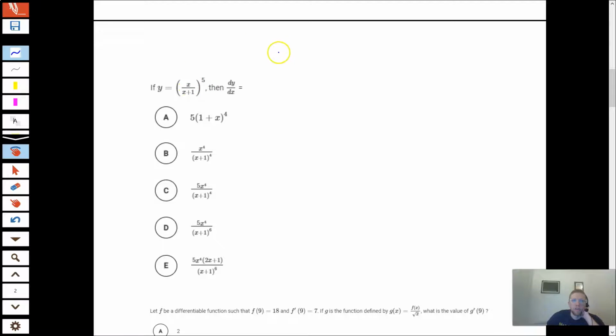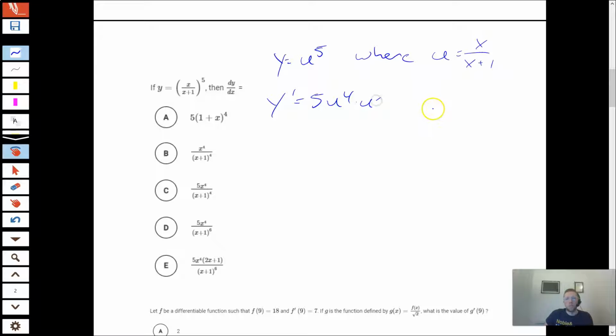Okay, so this one, we'll say y is u to the fifth, where u is x over x plus 1. Okay, so my derivative would be y prime equals 5u to the fourth by power rule times u prime. Okay, so I need to figure out what u prime is. And to do u prime, I'm going to do quotient rule.